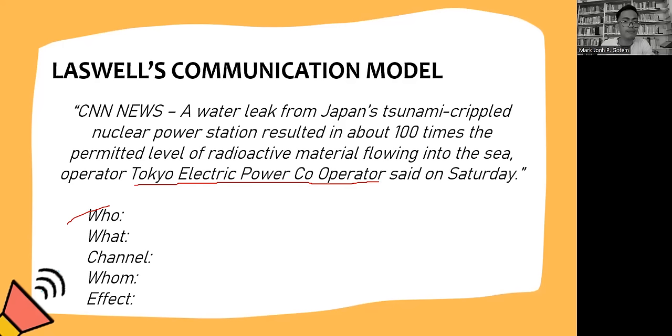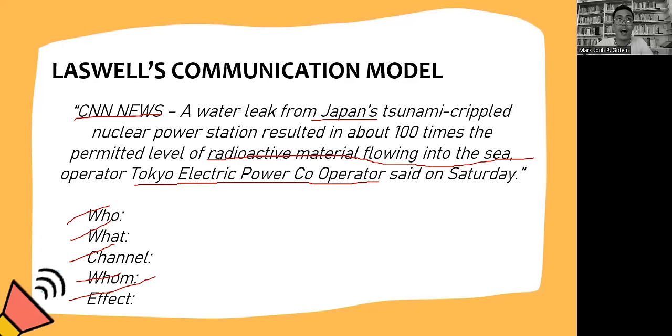And our what? The what is the radioactive material flowing into the sea. And the channel used? Of course, it's CNN News. So CNN News television was used. Whom? For whom? Of course, for the people of Japan or the public. And what effect? That the people of Japan are alerted about the radiation. And that is the last part of Laswell's communication model.